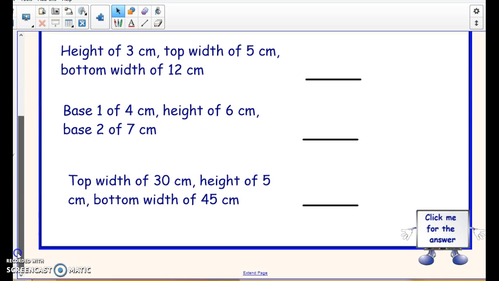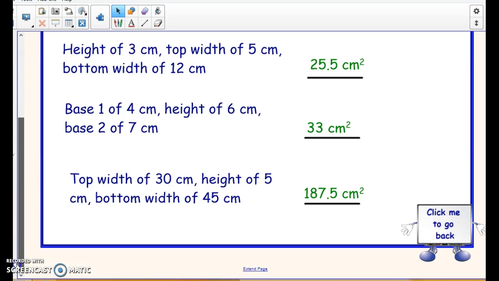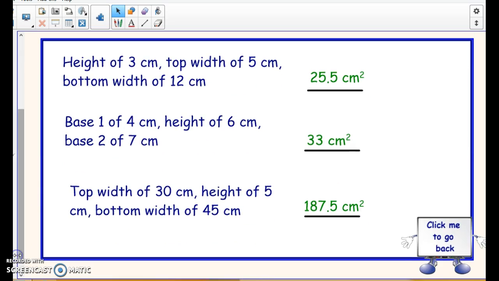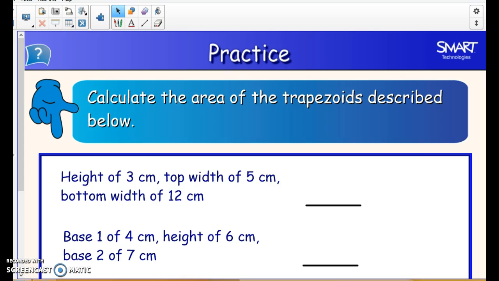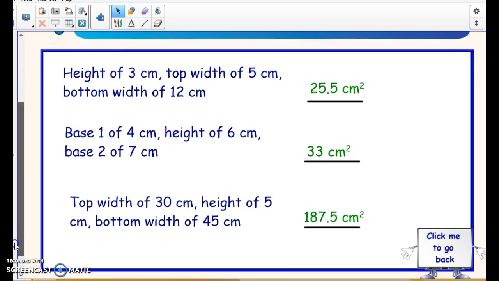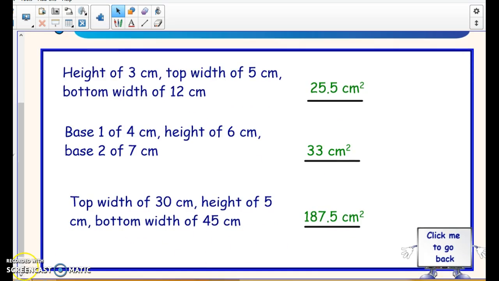Last one, so a top width of 30, height of 5, and a bottom width of 45, so this is going to be a pretty big number. So here's my two widths. I have a 30 and a 45, which gives me 75, and 75 times 5 is going to give me 375, and 375 divided by 2 is 187 and a half.